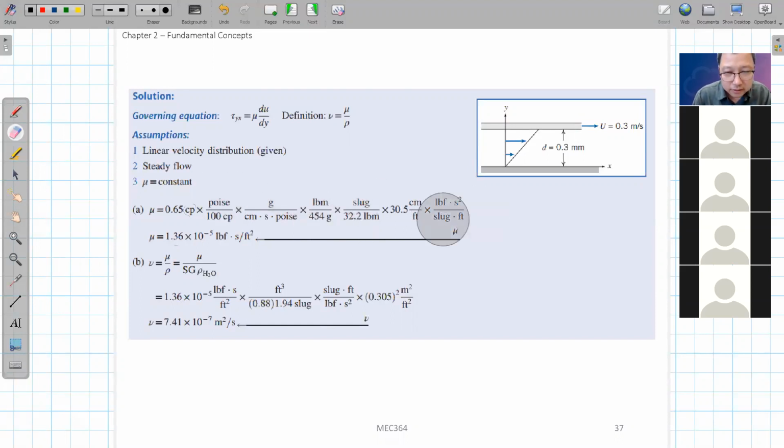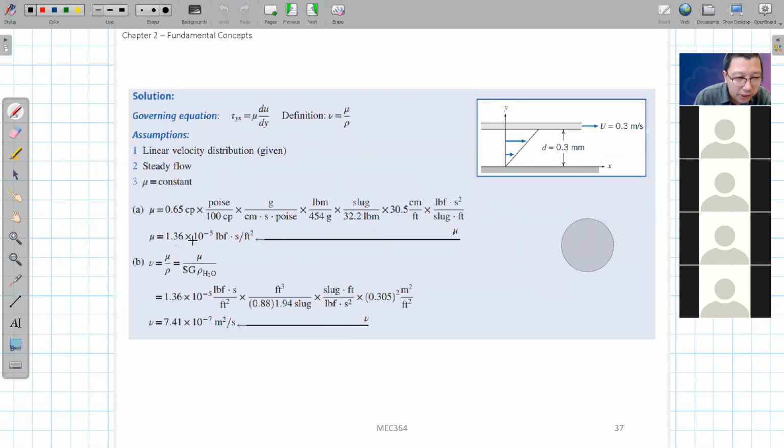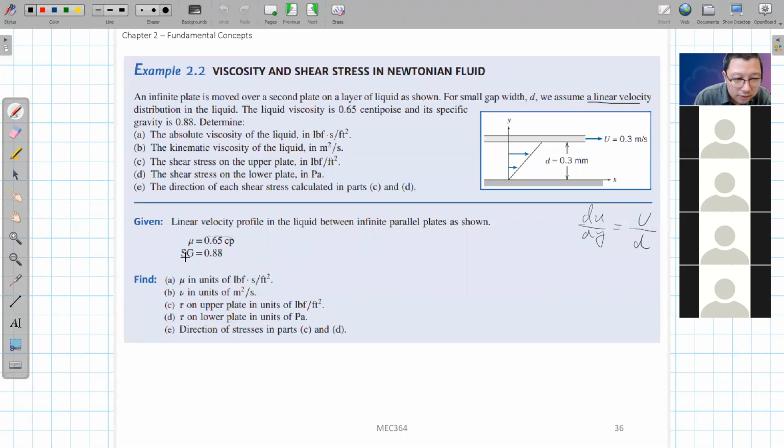And so the second question is to calculate the kinematic viscosity, or nu. Kinematic viscosity is nu, so we have to use mu divided by rho, right? Given we do not know the rho directly, but the problem tells us that we know the specific gravity, right? So the definition of specific gravity is equal to rho divided by rho of H2O. So this H2O is some standard density for the water.